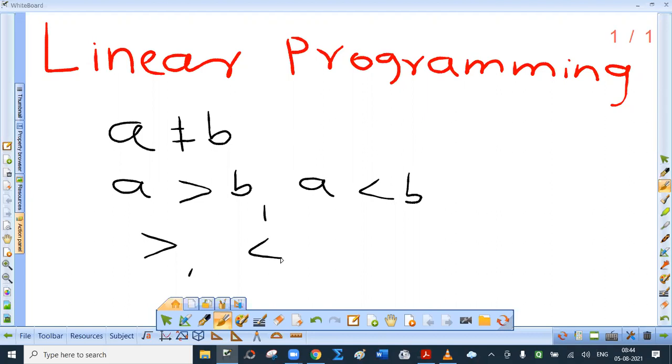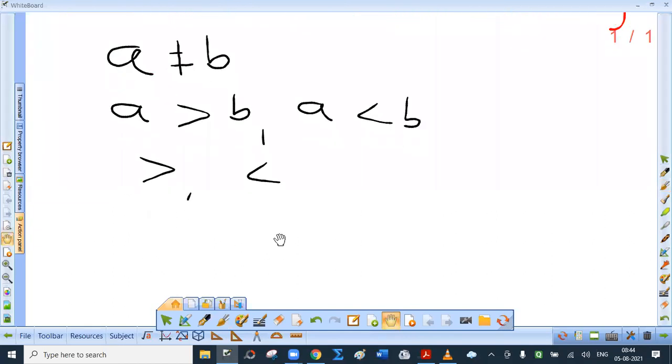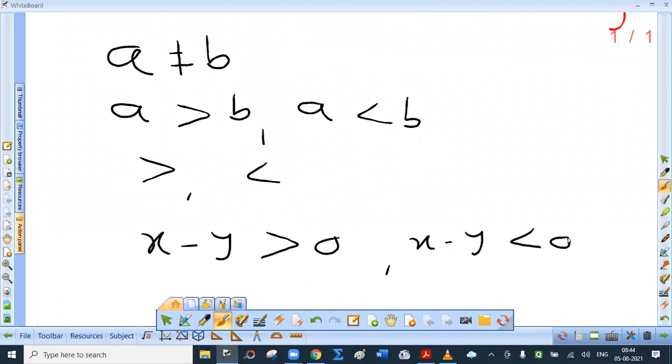Then X is said to be greater than Y if X minus Y is positive. I hope you are getting this. X minus Y is positive. Positive means greater than 0. And X is said to be less than Y when X minus Y is negative. Right?